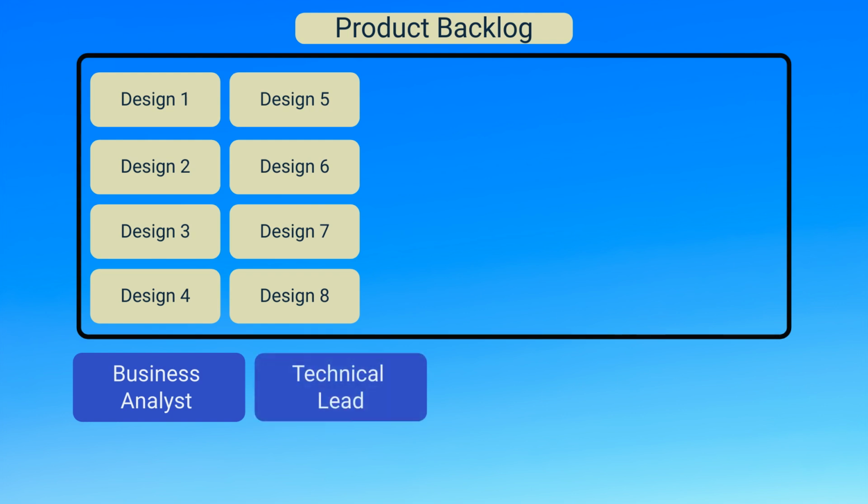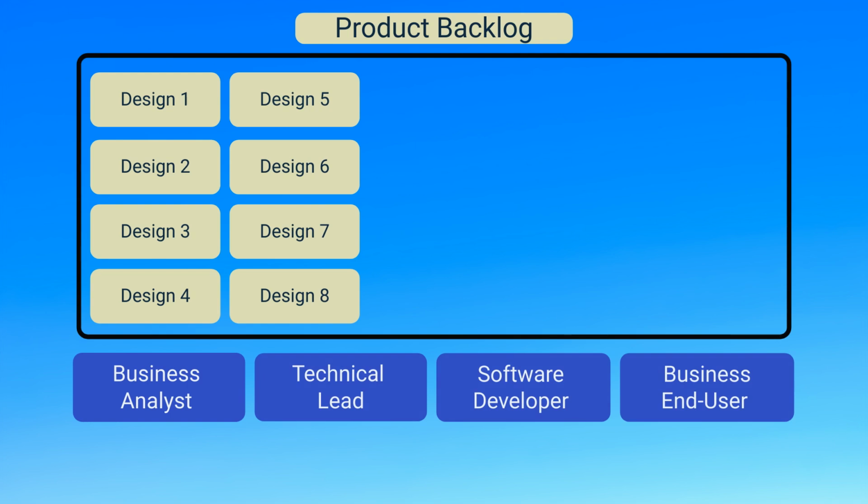The first set of work packages is for the design work. This could be a collaborative effort between a business analyst, a technical lead, a software developer, and business end user. Or it could be just a business analyst and technical lead, both writing the design based on conversations with the product owner. So what's left?